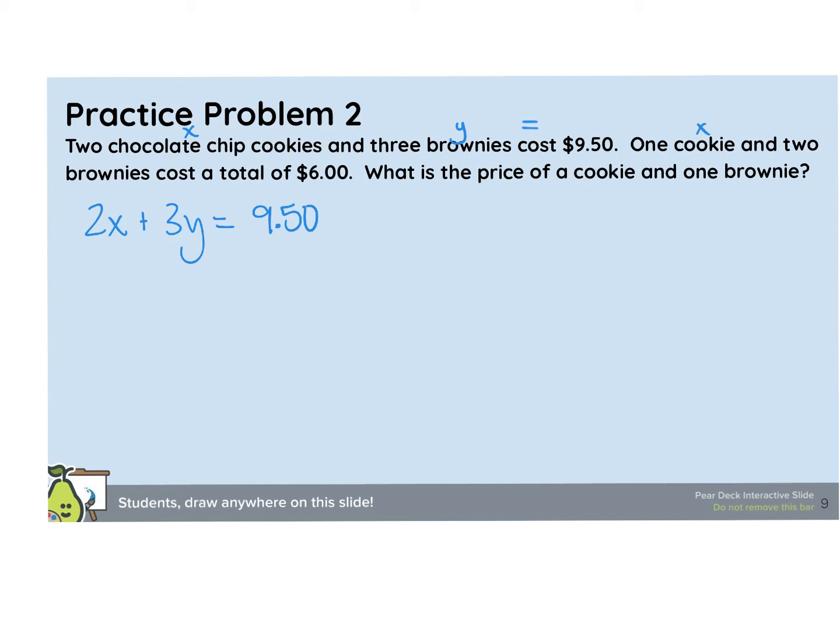1 cookie, 2 brownies equals $6. So 1X plus 2Y equals 6.